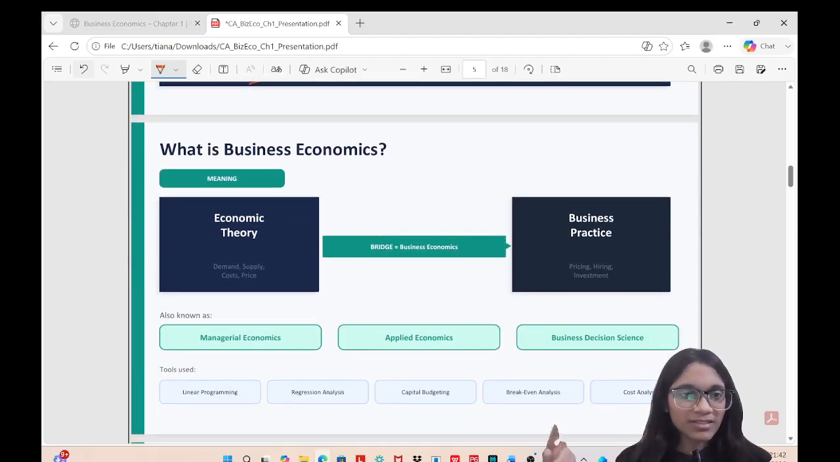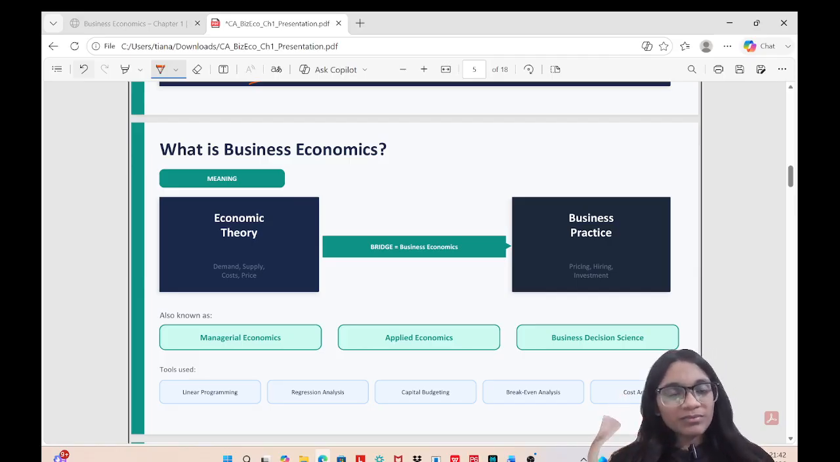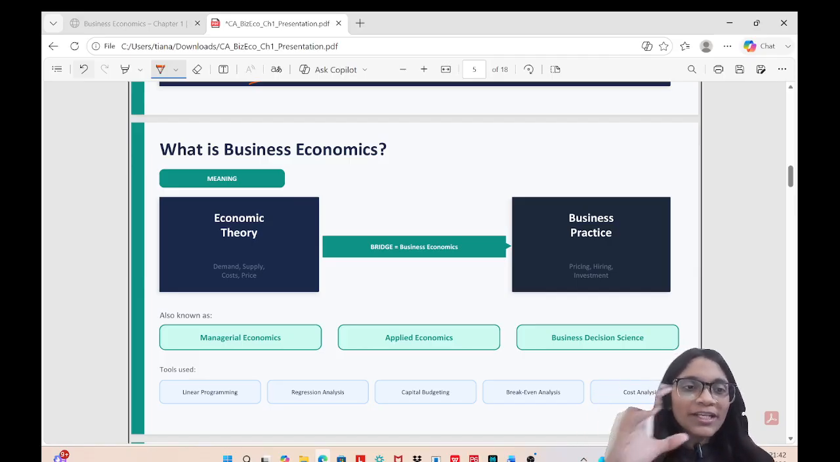If we move on to business economics, here's an interesting thing. Economics studies how the economy works. Very theoretical, right? Business economics asks different questions. How do I use these economic theories to make better business decisions? This is nothing but business economics.